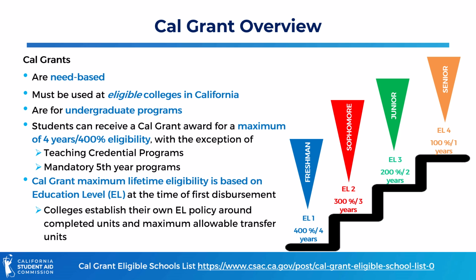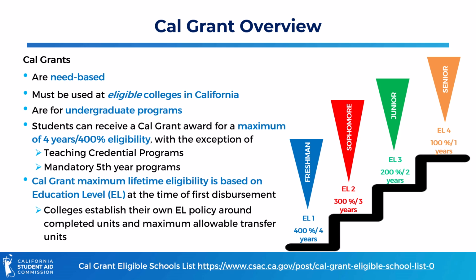Students who have obtained a bachelor's degree are not eligible. Students can receive a Cal Grant award for a maximum of 4 years or 400% eligibility. However, students enrolled in teaching credential programs and mandatory fifth-year programs are the exception to this as they are eligible for a Cal Grant award.